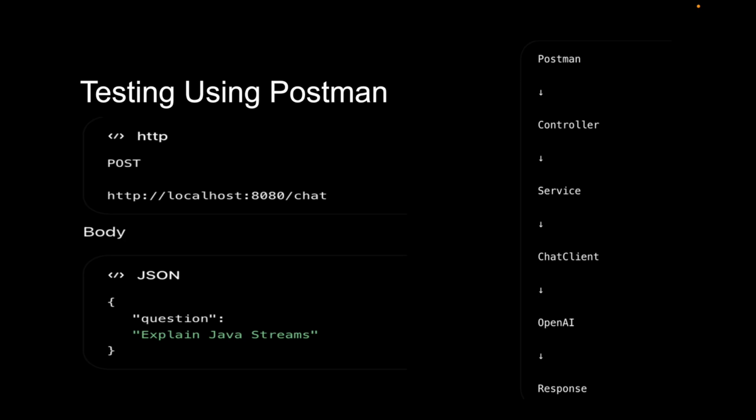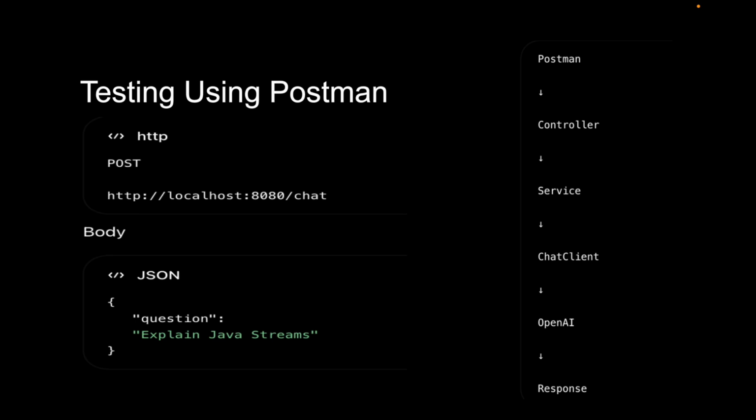We will use Postman because it's one of the easiest tools for testing REST APIs. We are making a POST request to our chat endpoint. Inside the request body, we send a JSON object containing the user's question. This JSON is received by our controller. The controller forwards the question to the service. The service uses chat client. Chat client builds the prompt. The call method sends the request to OpenAI. OpenAI generates the answer. Finally, the response comes back to Postman. Notice how many steps happen behind the scenes, even though our code is only a few lines.